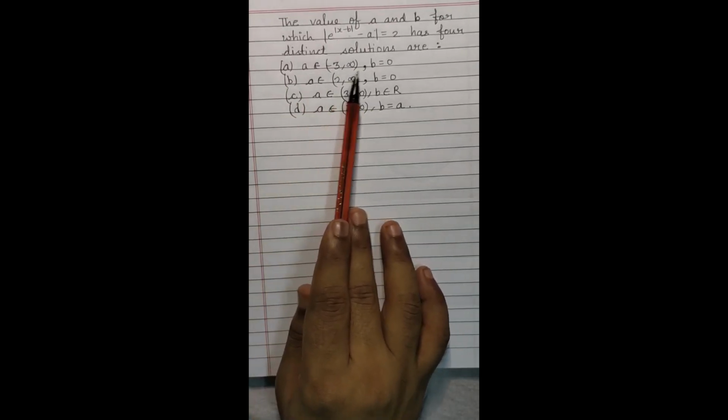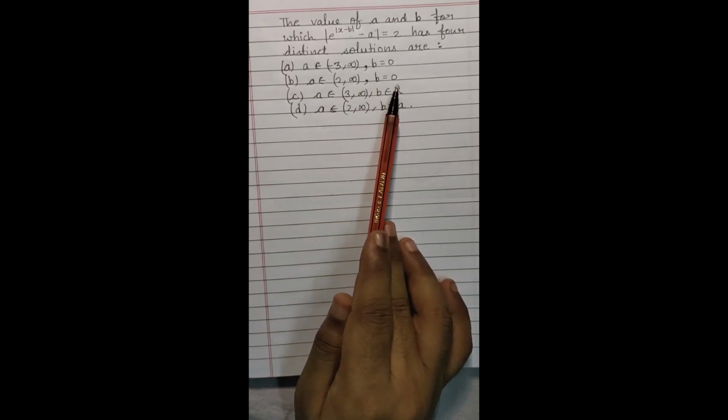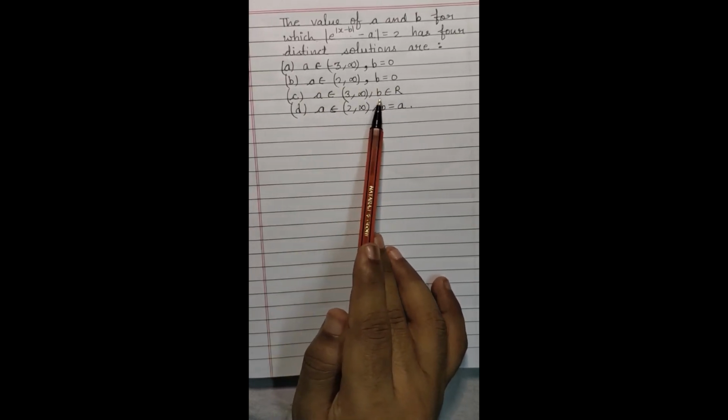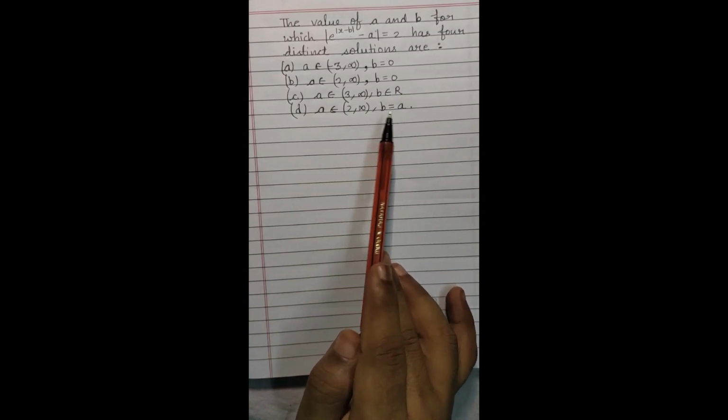A: a belongs to minus 3 to infinity, b is equal to 0. B: a belongs to 2 to infinity, b is equal to 0. C: a belongs to 3 to infinity, b belongs to R. D: a belongs to 2 to infinity, b is equal to a.